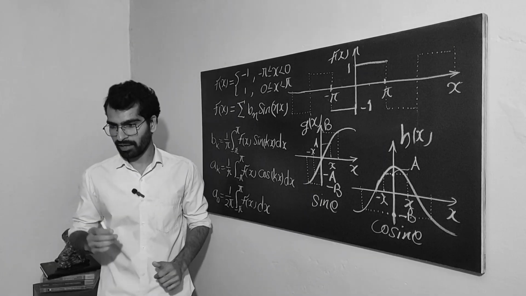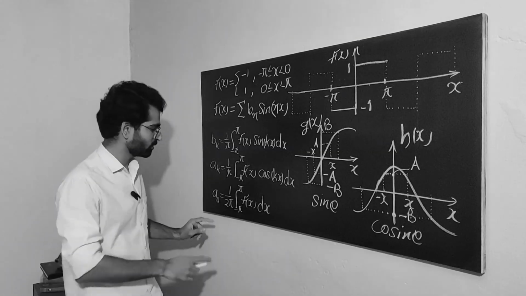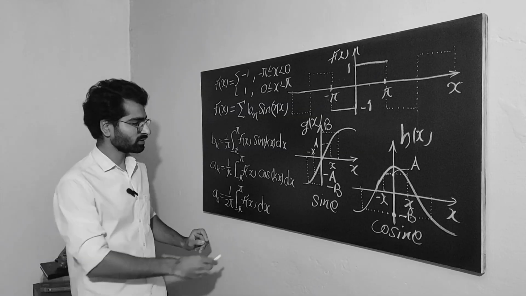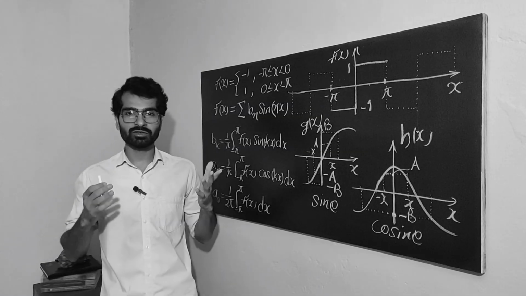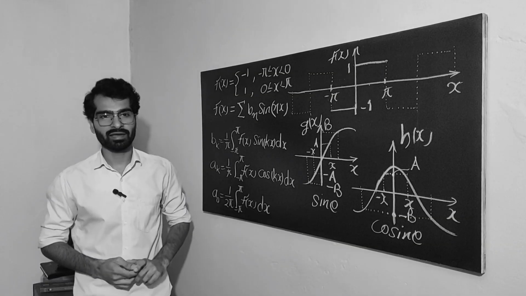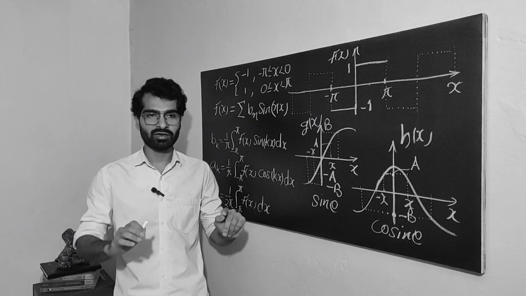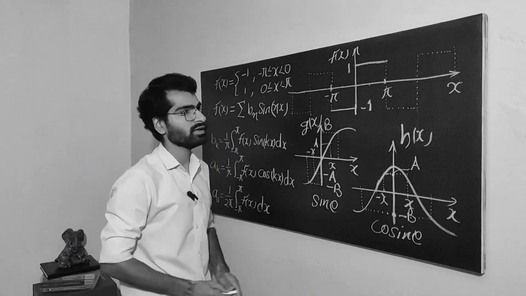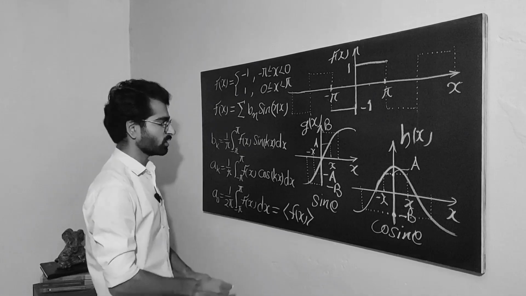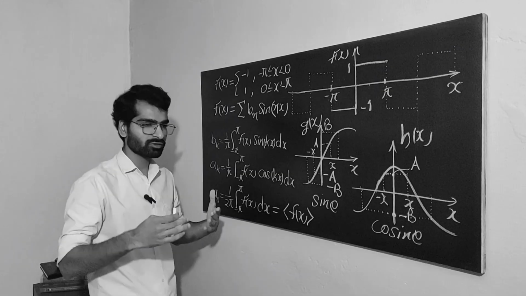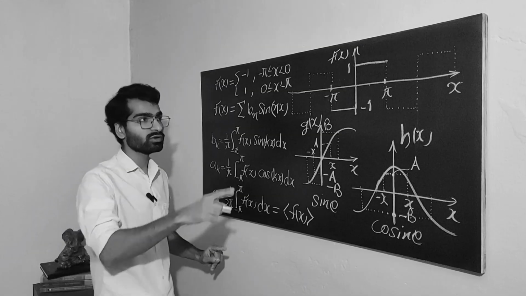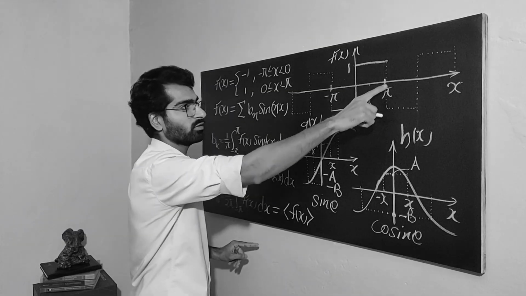And last time I forgot to tell you one thing: the interpretation of A0. This integral gives you the average of the function over that interval of 2 pi. It gives you the average height of the function from minus pi to pi. If you take this integral first, it gives you the area under the curve. But when you multiply by 1 over 2 pi, it gives you the average height of this function over the interval 2 pi.